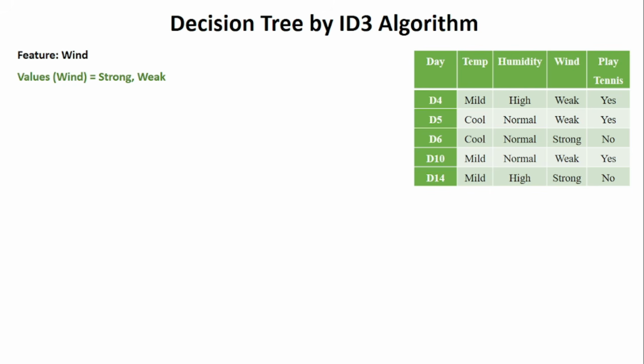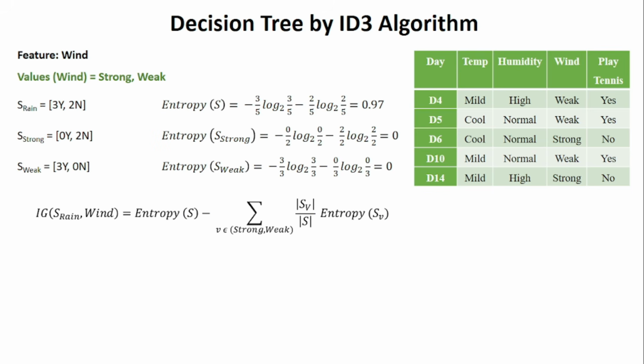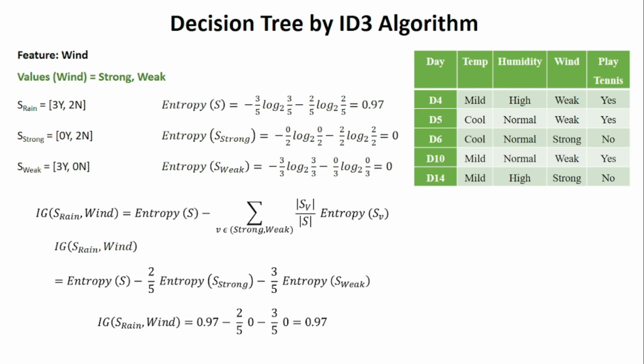So after humidity we are now getting into wind. Under wind the values we have are strong and weak. As before, the total entropy of S is equal to 0.97, and in this case under S strong we have only two total terms. Out of the two, both belong to no. So there are 0 yes and 2 no. Entropy for S strong is 0, and entropy of S weak is also 0. Now information gain of S rain given wind is equal to 0.97.